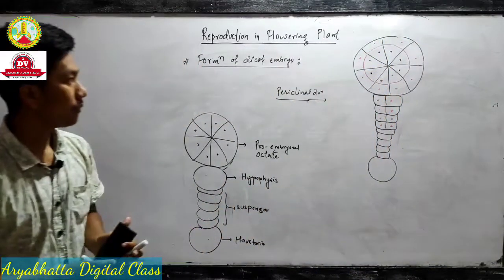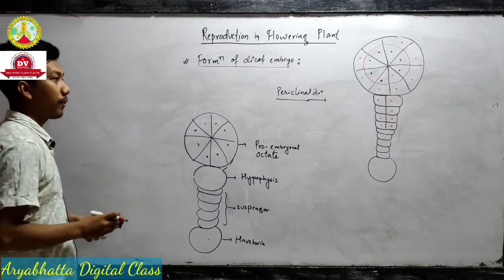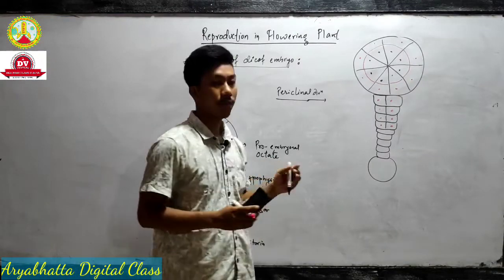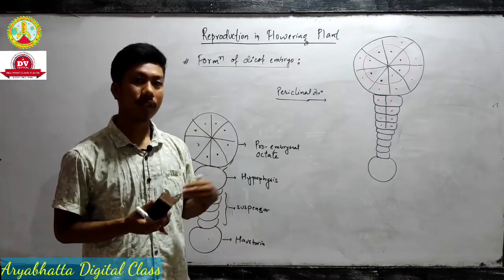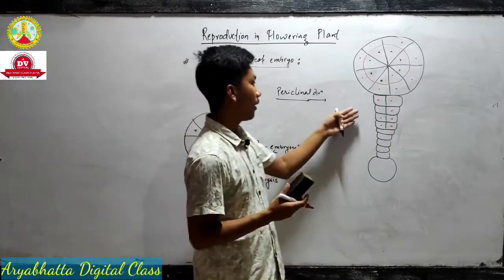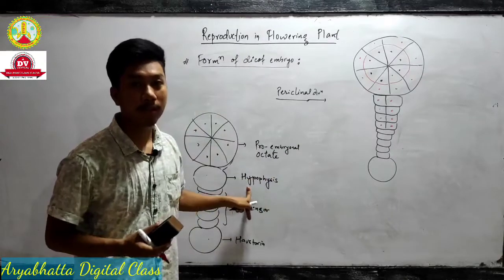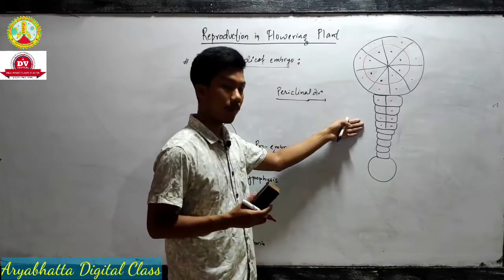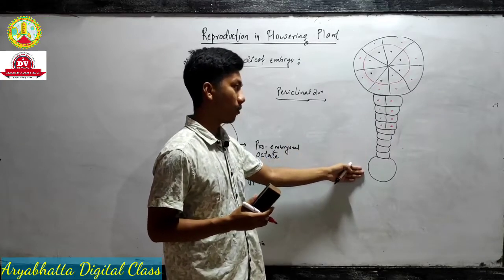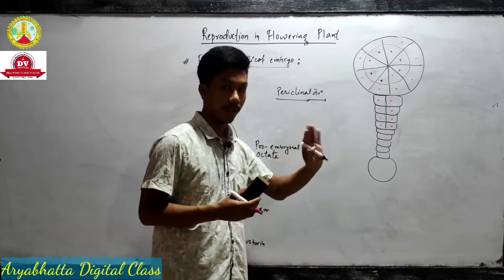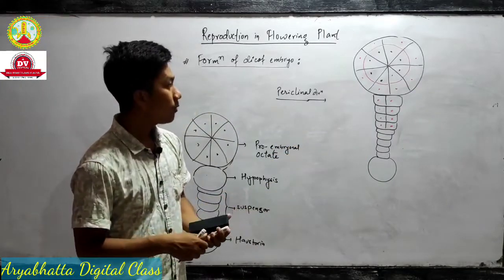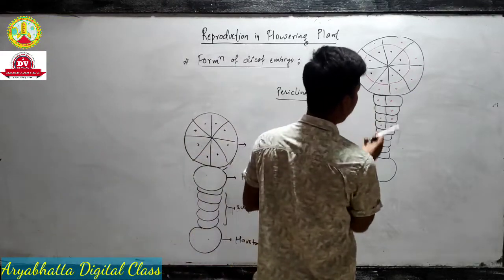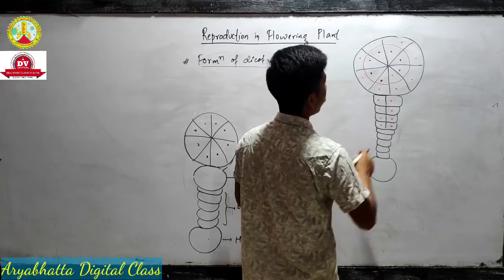So after periclinal division, what happened? The pro-embryonal octet results in the formation of an outer and an inner layer of cells. Then the lowermost region, the hypophysis, results in a mass of 8 cells, and the suspensor cell and haustoria remain as they are. I'm not labeling again and again. Now next we need to know the fate of all those cells.